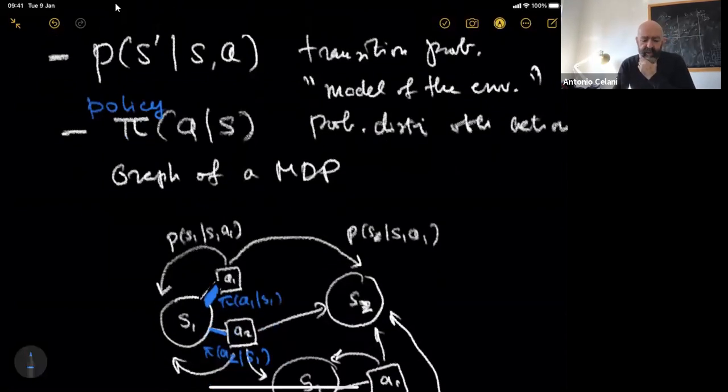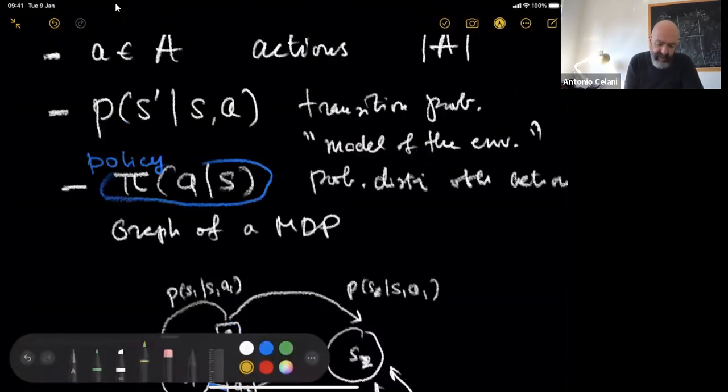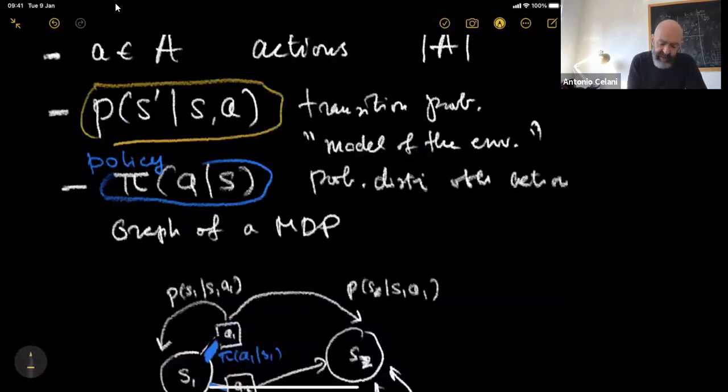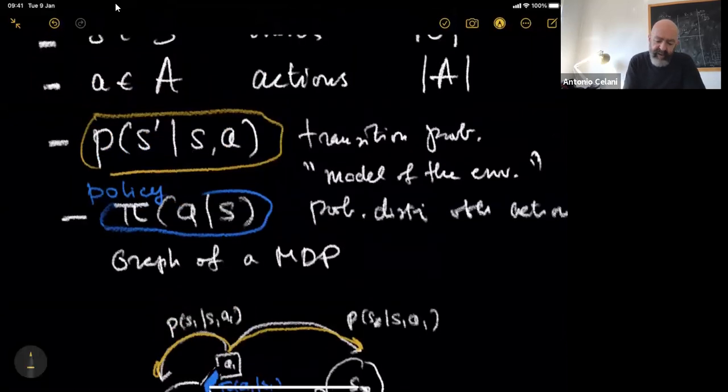And it's important to realize from the very beginning that this part of the problem, that is the way you transition from one state to another, okay, so this is the policy. But this other part, which is the transition probability, which is what is encoded in these arrows, they are very different from each other. This one is not in control of the environment, of the agent, okay? The agent has no control on this.